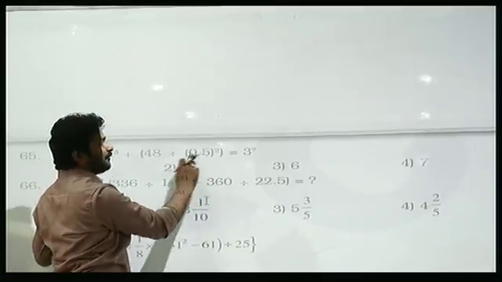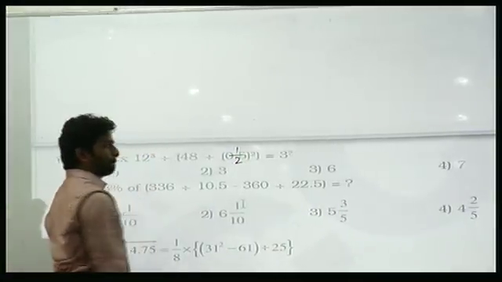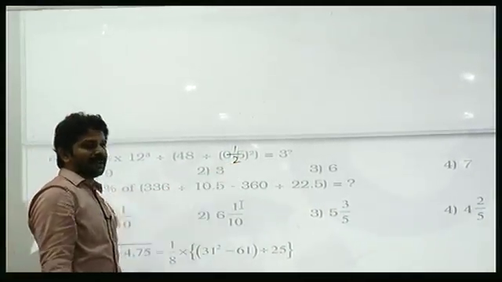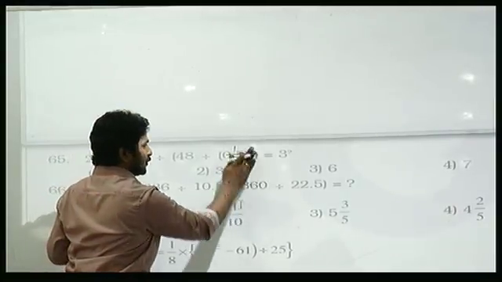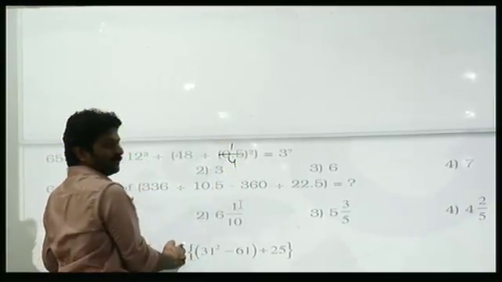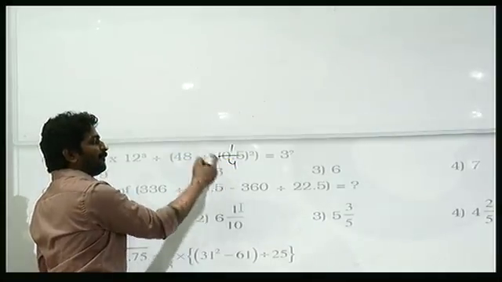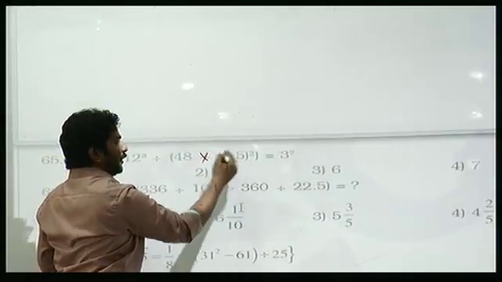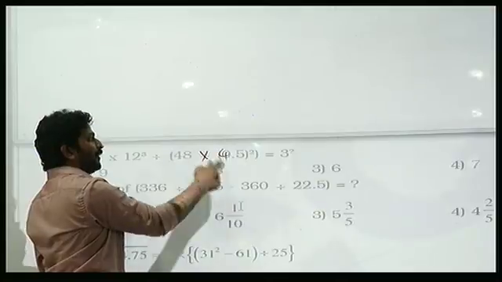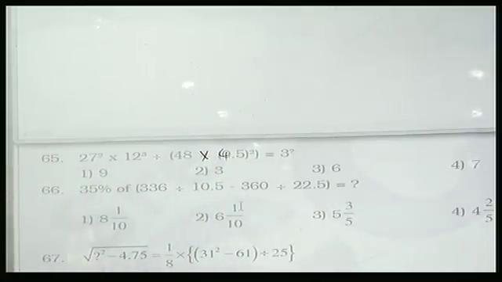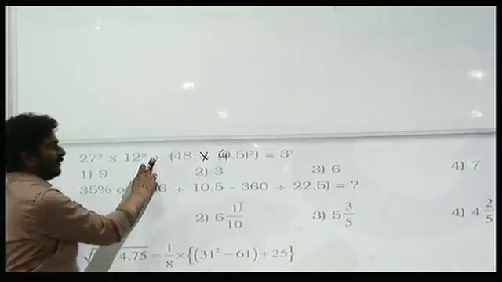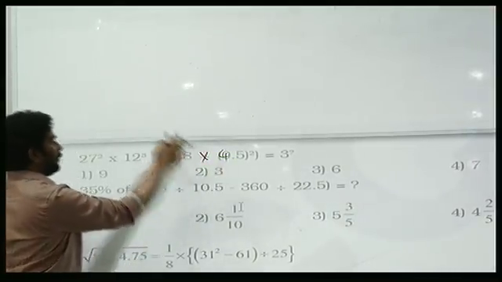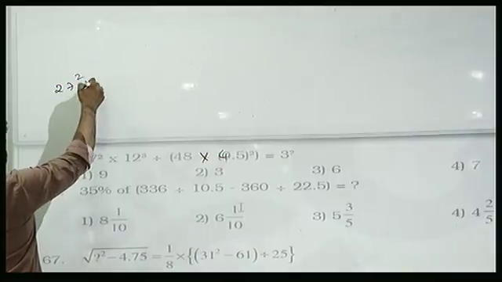Can you write 0.5 as 1 by 2? 1 by 2 whole square is? So this value becomes 1 by 4. Divided by 1 by 4 in the sense into 4. 48 4 times. Don't do it. Divided by 48 into 4. 27 square into 12 cube.